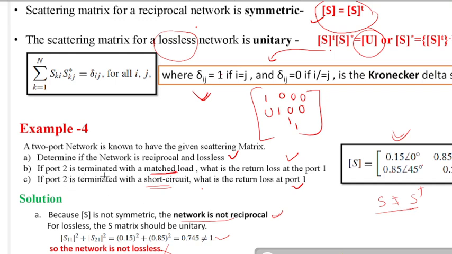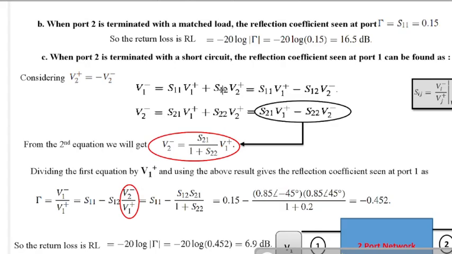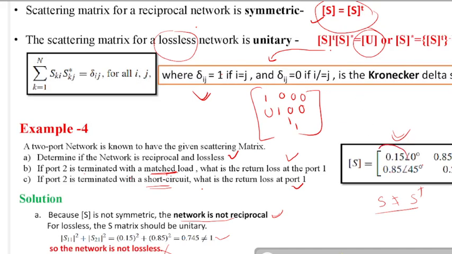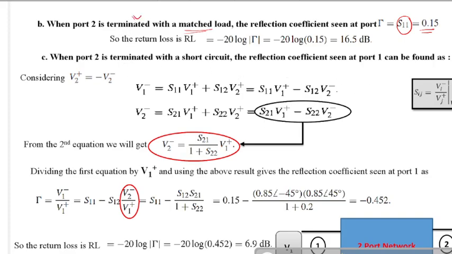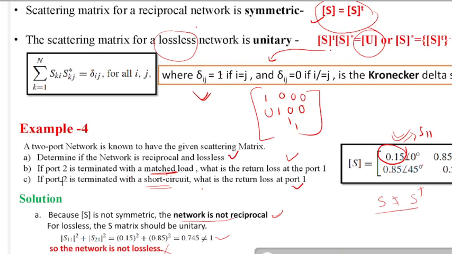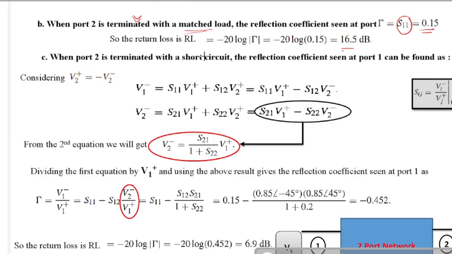So next we'll go to port 2 terminated with a matched load. Okay, so port 2 is terminated with a matched load. If the matched load is there, then we can see the reflection coefficient S11 is 0.15. So from where is it coming? This is S11, the reflection coefficient. When port 2 is terminated with a matched load, the S11 value is like this. So how much is the return loss? It is minus 20 log of the reflection coefficient, that is 16.5 dB.